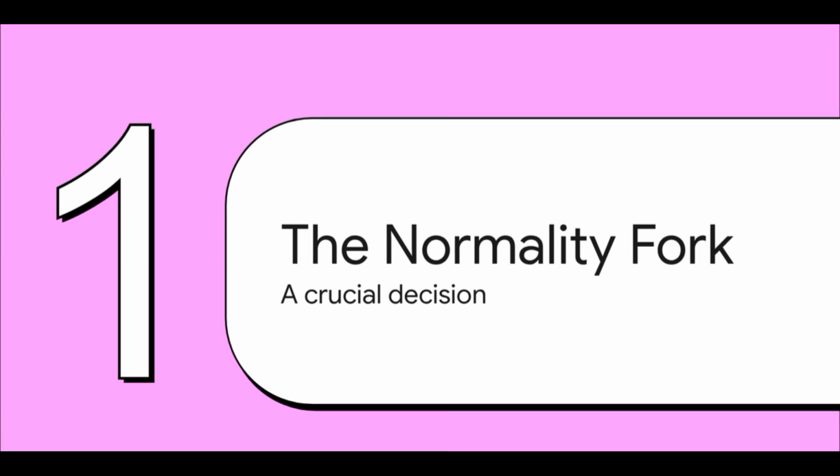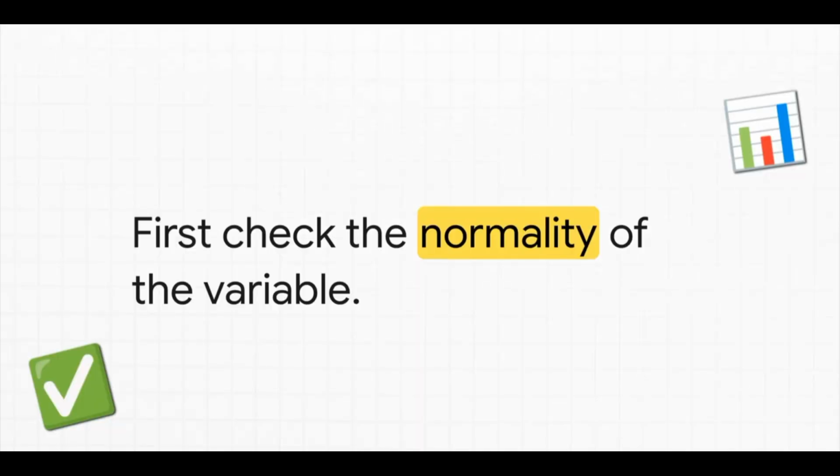All right, Section 1, the normality fork. So here is the absolute golden rule. You must first check the normality of the variable. This right here is the critical moment you reach that fork in the road. Does your data actually follow a nice, neat, normal bell curve, or doesn't it? If it's heavily skewed, simply comparing averages is going to give you totally misleading results. The answer to this one question literally dictates every single step that follows.